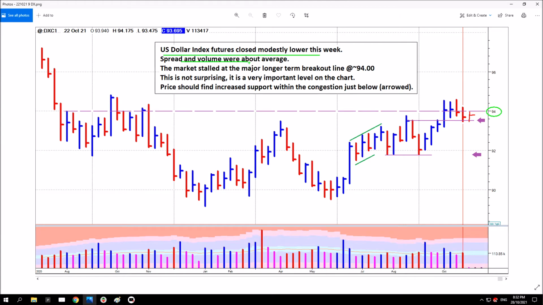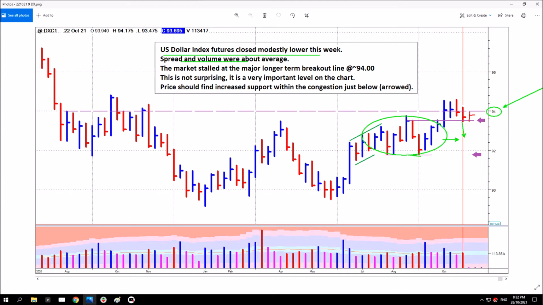Spread and volume were about average. The market stalled at the major long-term breakout line at 94. That's exactly right. This is a really serious level. This is not surprising. It is a very important level on the chart. Price should find increased support within the congestion zone just below, if required. So in here, where there's been previous congestion, you'll generally find if price is forced lower, then there'll be increased support adjacent to this zone.